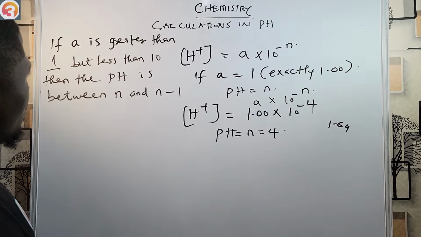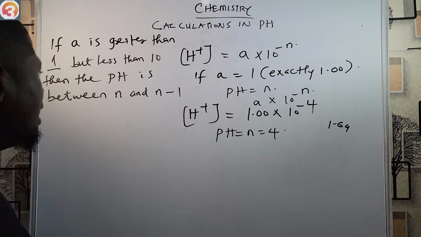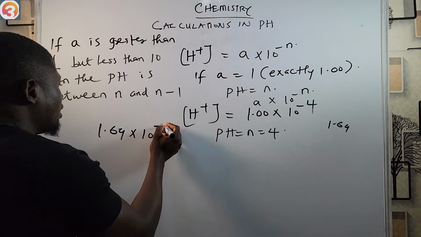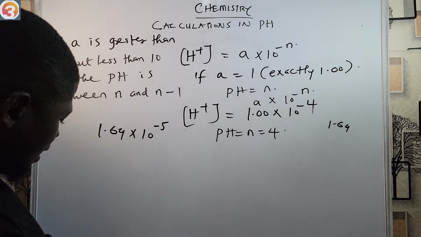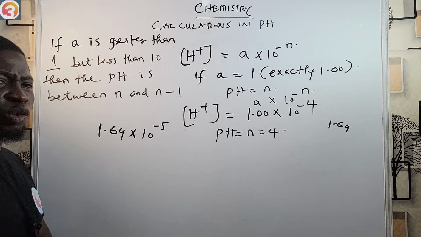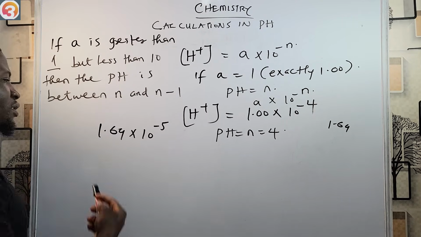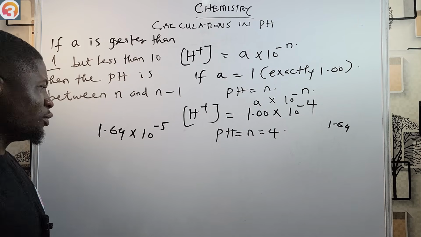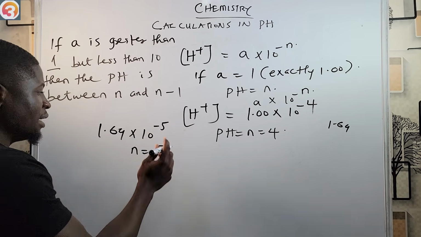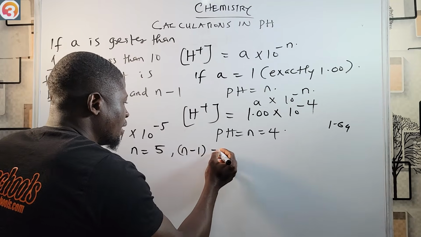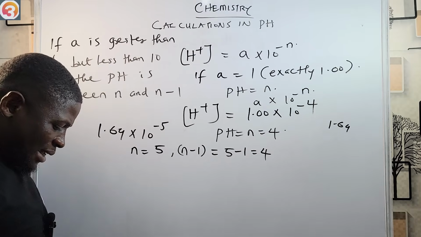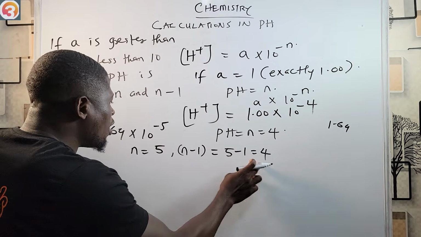Now let me give you an example. If I give you a question like this, let's say 1.69 times 10 to the power minus 5. Now they say find the pH. What will come to your mind first of all is that A is 1.69. It is not 1, so 5 is not the pH. But another thing you can know is that N here is equal to 5, isn't it? Then N minus 1 is 5 minus 1, which is 4. That means that the pH is between 4 and 5.